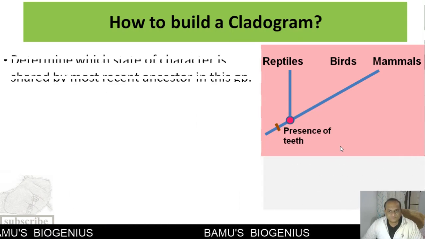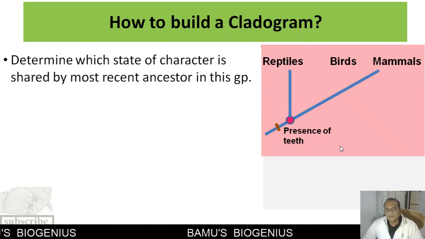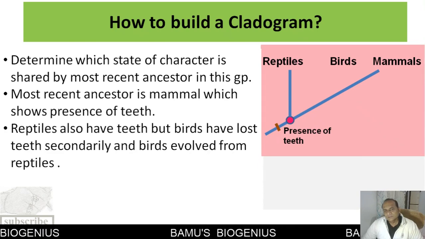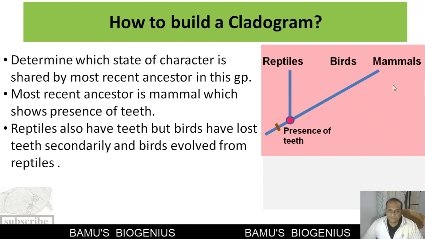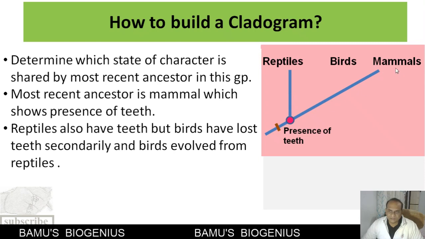Then the next step is to determine whether this character is shared by the most recent ancestor in this group. Now, the most recent ancestor in this group is a mammal, so it shows the presence of teeth. So we have already connected it.